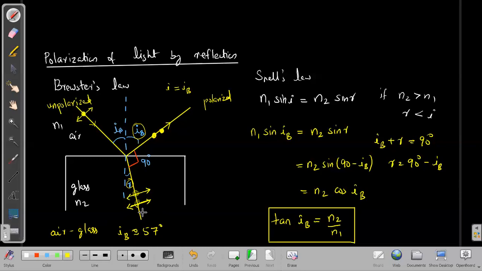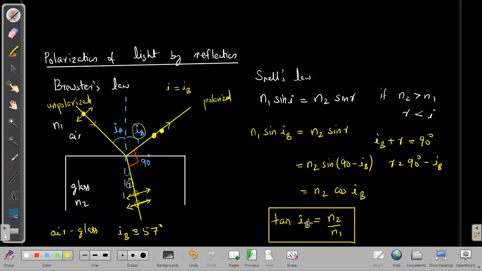Now this is one application. The Brewster's angle can be easily measured, and if you can measure it, you can use that information to calculate the refractive index of a material. That is interesting. If you want to measure the refractive index of a material, you can measure the Brewster's angle in the lab and calculate the refractive index.